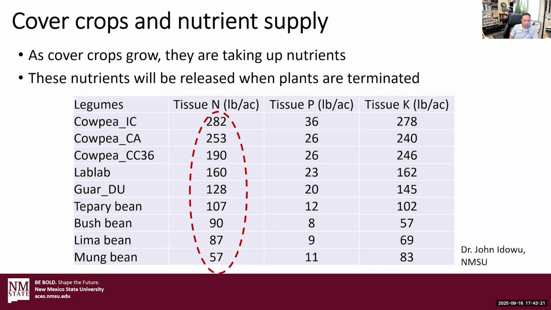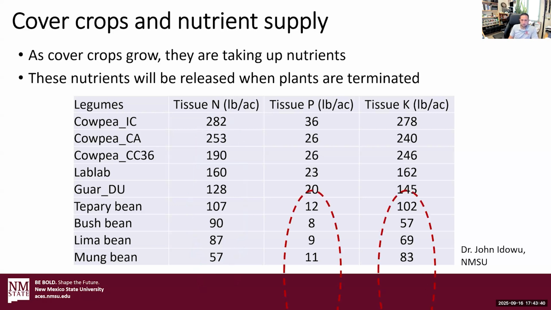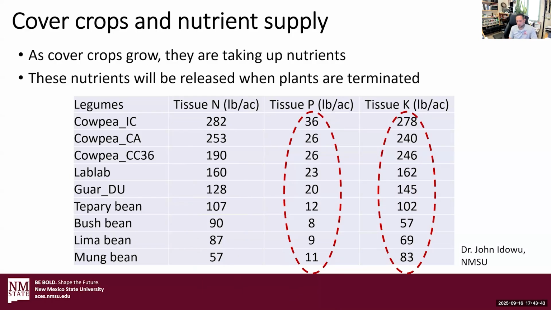And so if you look at these, cowpeas, lab lab, and a lot of the tepary beans or mung beans, you can see the amount of nitrogen, these are in pounds per acre, that these legumes are providing back into the soil. And so the same thing with phosphorus and potassium as well. Some of them are listed, the mung bean a little bit less, whereas the different varieties of cowpea provide better amounts of nitrogen and potassium back into the soil.